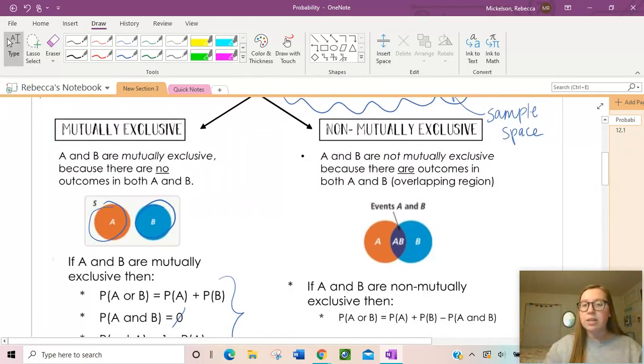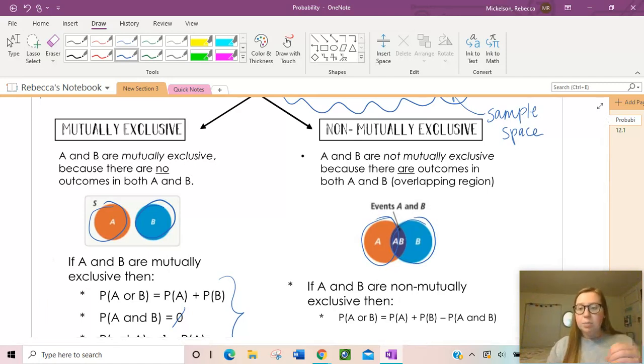And then there's another category that you can fall into, which is non-mutually exclusive. So when we're thinking about our sample spaces or our different outcomes to our problems, we can have sample space A, we can have sample space B, but they have an overlapping region. So what if we had odd numbers and then prime numbers? There's a little bit of an overlap there because some of our prime numbers are odd. So we have an outcome that's both an A and B. Whenever that happens, we would say these are non-mutually exclusive.